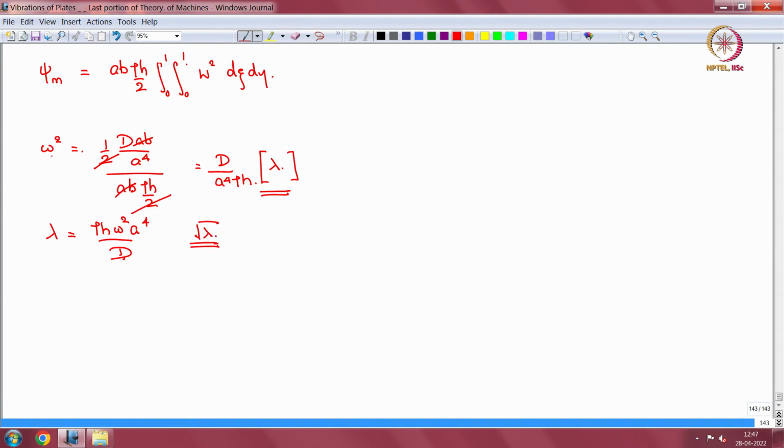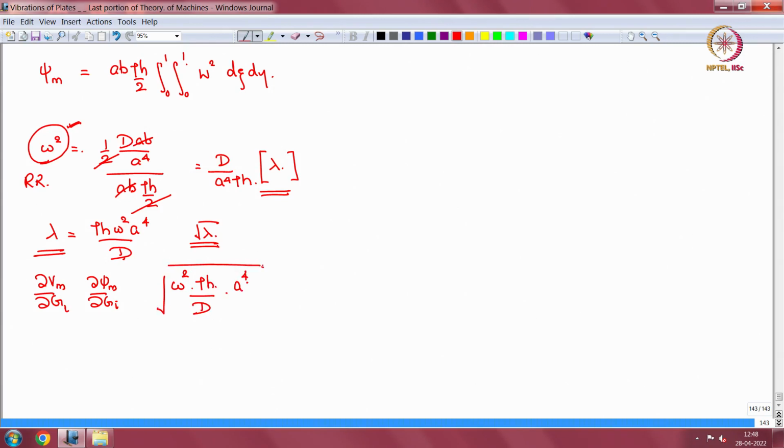So, if you first find the omega square using the Rayleigh Ritz method, that means del Vm by del a_i and del psi m by del a_i, and finally get your omega squared, then the form of the frequency term presented in the paper is you multiply this omega square by rho h divided by D and multiply by a fourth and take a square root. That is what is listed in the paper.